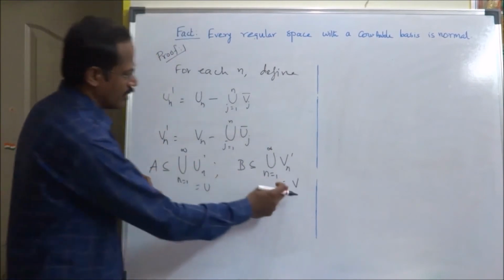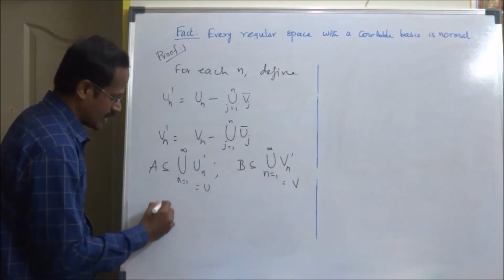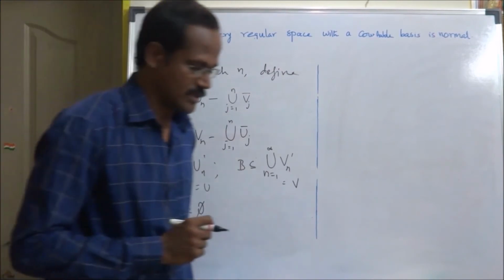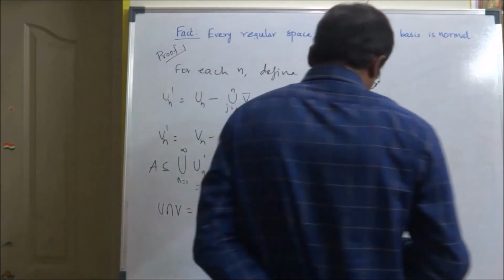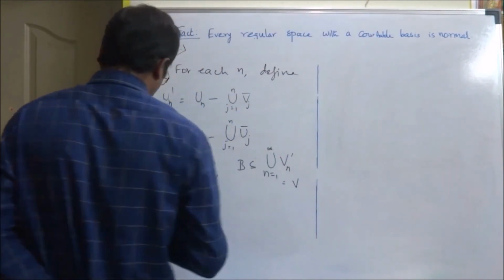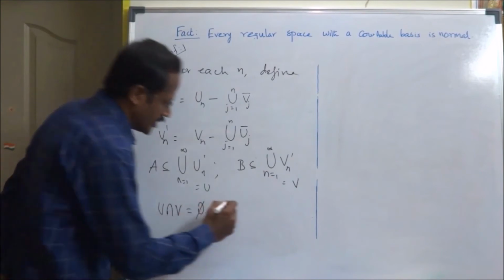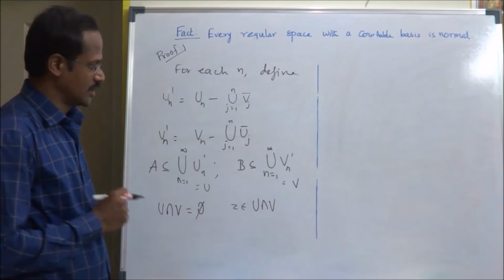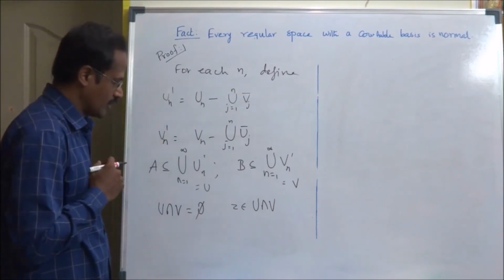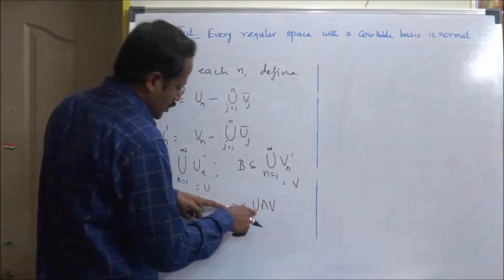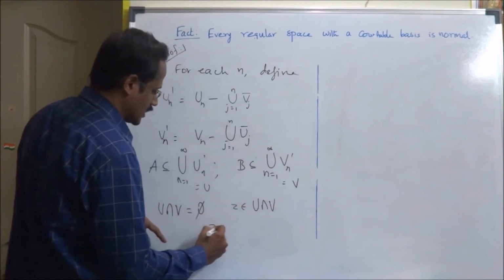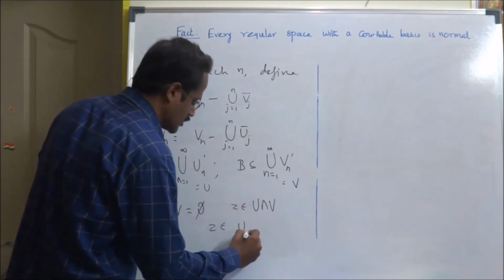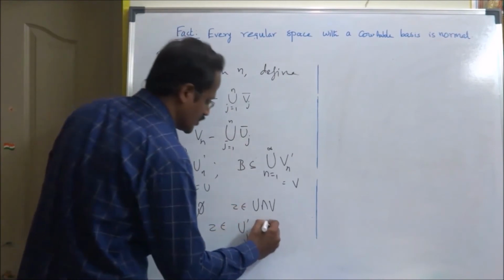U containing A, V containing B. Now we claim that U intersection V is empty. These two are disjoint sets. Suppose there is a point Z common to this U intersection V. Then Z is in U as well as Z is in V. Therefore, because it is in U, Z belongs to Uj dash for some j.